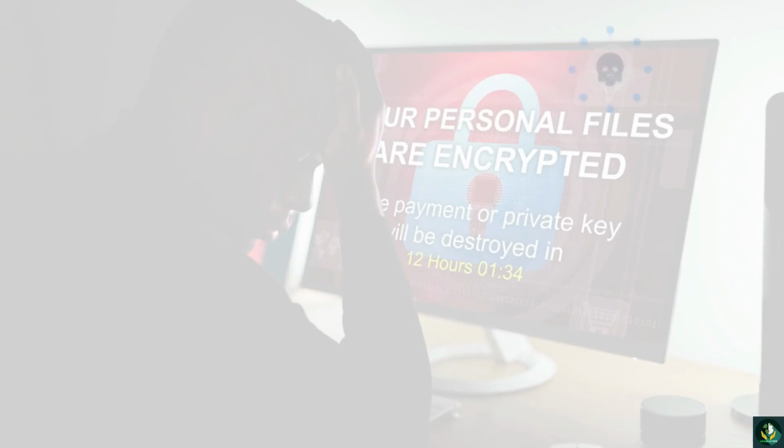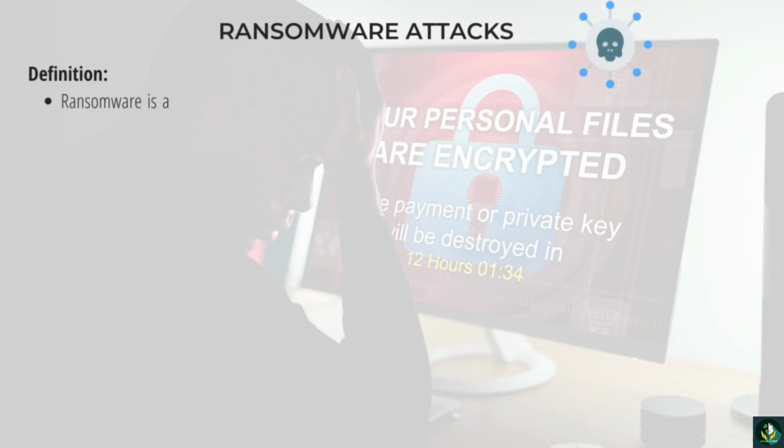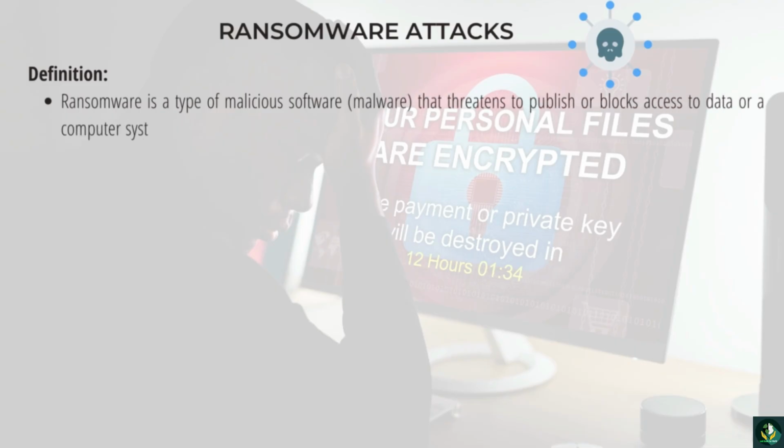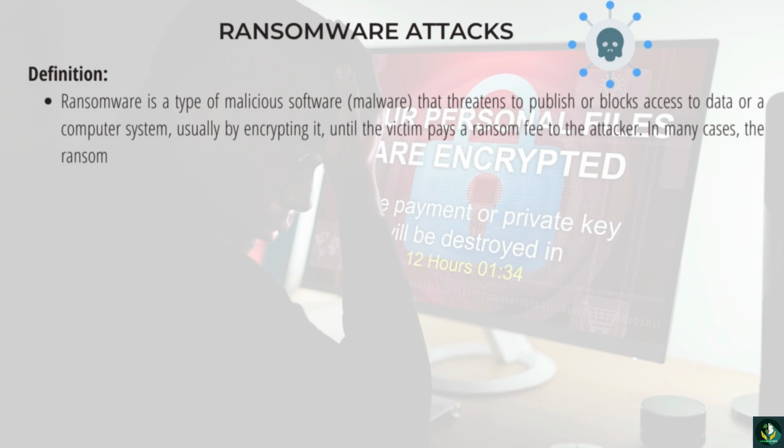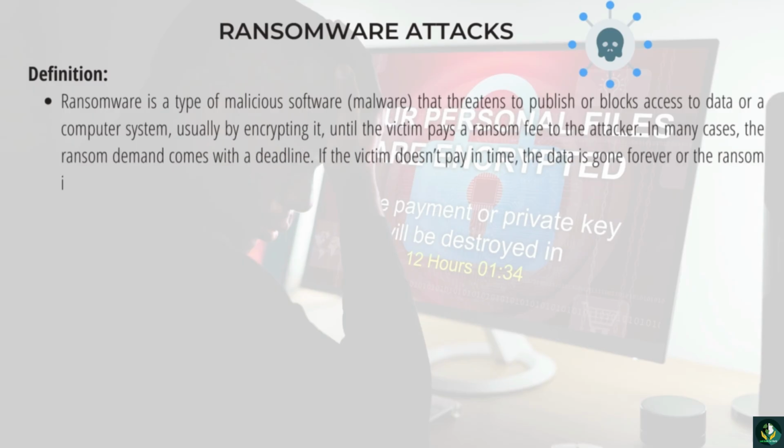Ransomware attacks. Definition: ransomware is a type of malicious software or malware that threatens to publish or blocks access to data or a computer system, usually by encrypting it, until the victim pays a ransom fee to the attacker. In many cases, the ransom demand comes with a deadline. If the victim doesn't pay in time, the data is gone forever or the ransom increases.